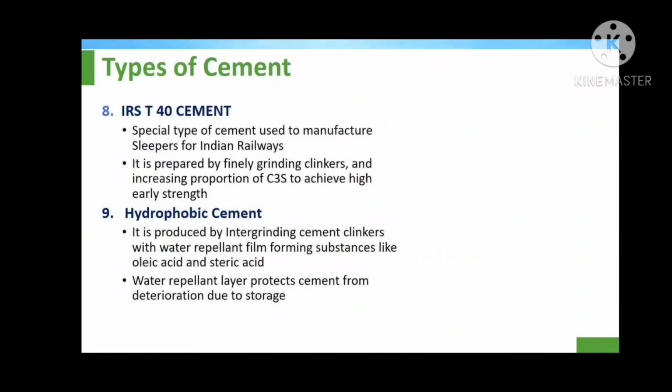8. IRST40 cement, a special type of cement used to manufacture sleepers for Indian Railways. It is prepared by finely grinding clinkers and increasing the proportion of C3S to achieve high early strength. 9th, hydrophobic cement. It is produced by intergrinding cement clinkers with water repellent film forming substances like oleic acid and stearic acid. The water repellent layer protects cement from deterioration due to storage.